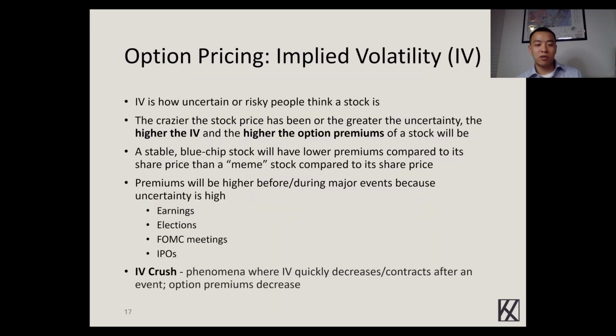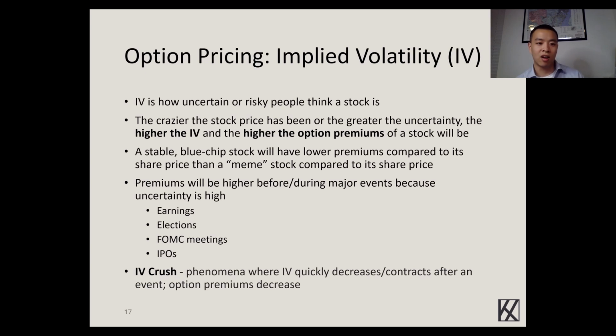That next variable that we're going to talk about is implied volatility. Now this is kind of a tricky one because it's hard to visualize. IV is how uncertain or risky people think a stock is. So for example, GameStop, people think that's a meme stock because it's volatile. The price whipsaws up and down. People think it's risky, so inherently it has a higher IV.